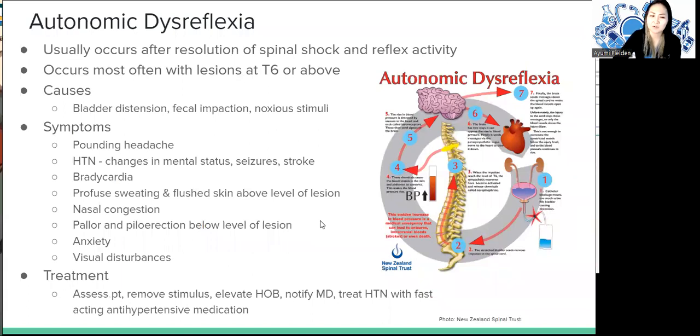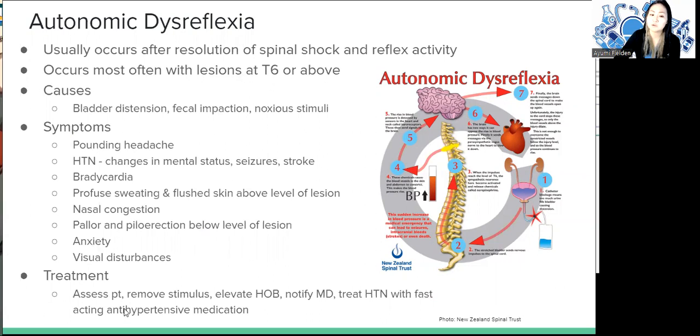That sounds miserable, right? So the symptoms: a very severe pounding headache, hypertension, change in mental status, seizure, stroke, bradycardia, profuse sweating and flushed skin above the level of the lesion, nasal congestion, pallor and piloerection below the level of the lesion, anxiety, and visual disturbances. So how do we treat it?